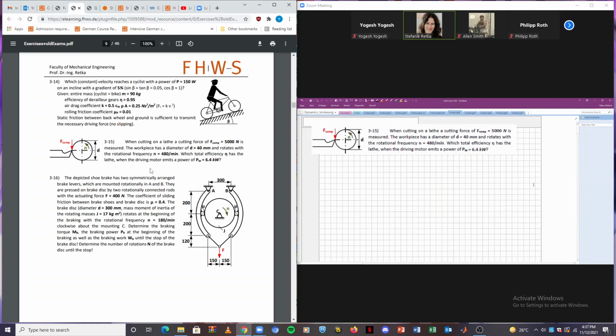So what do we have? We have a machine, a cutting machine with a given cutting force of 5 kilonewton, and then the workpiece has a diameter of 40 millimeter, and the workpiece rotates with a given rotational frequency of 480 rounds per minute. And we have to find the total efficiency of the lathe when the driving motor emits a power of 6.4 kilowatt.